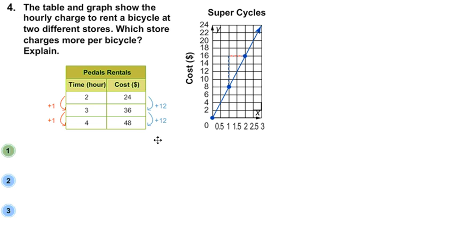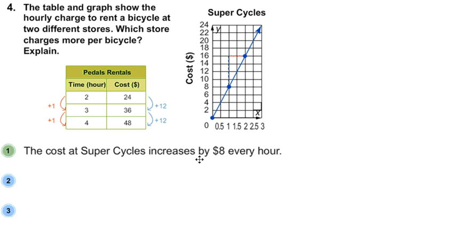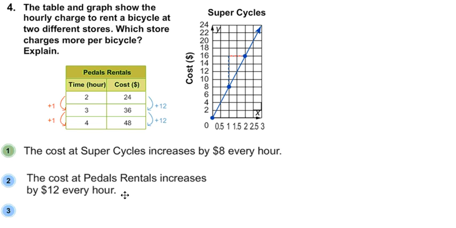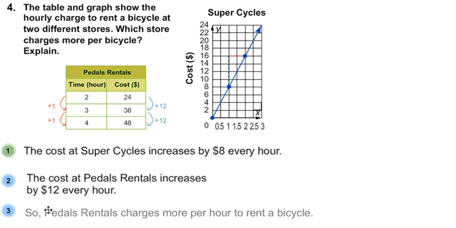Now I'm just going to compare the two of them. Supercycles increases $8 every hour. Pedals Rentals increases $12 every hour. So Pedals Rentals charges more per hour to rent a bicycle.